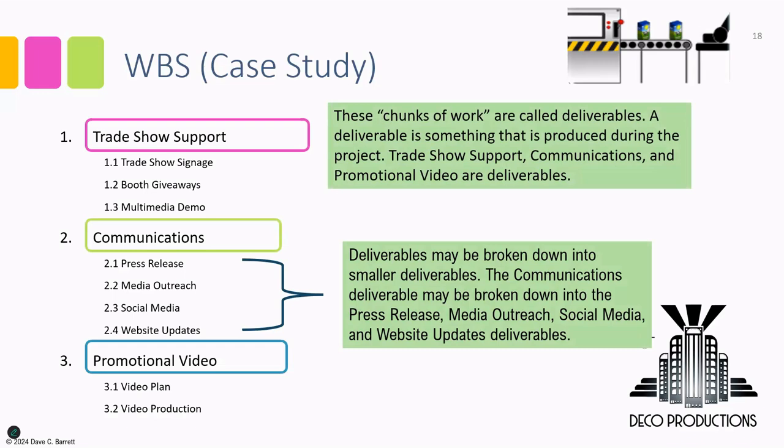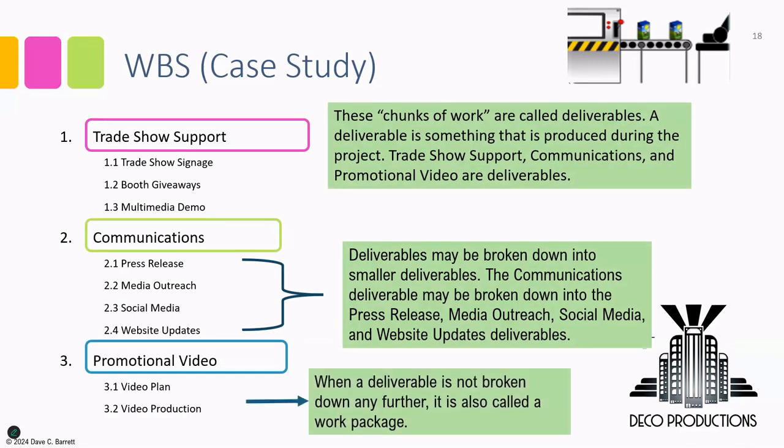The communications deliverable consists of a press release, media outreach, social media, and website updates. And when a deliverable is not broken down any further, it is also called a work package. So in this case, we have a number of work packages, the 3 in trade show support, the 4 in communications, and the 2 in promotional video. So that's 3 plus 4, that's 7, plus 2 is 9. So there are 9 work packages, and that represents the scope of the project.